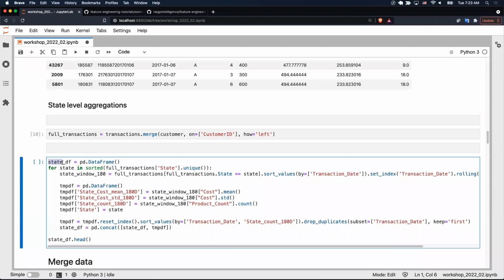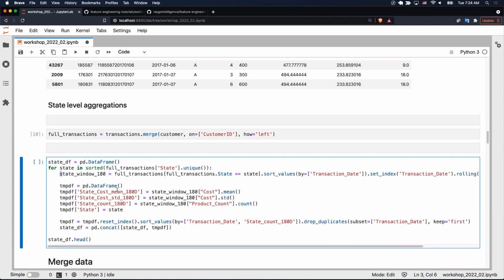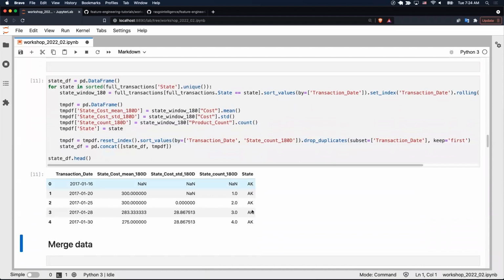And we can do the same thing. So this is exactly the same code, only this time we're using the state. We're looking at all of the states. We're creating the same rolling window, the exact same way, excluding the earliest date, excluding the current transaction, calculating the mean, the standard deviation, and the number of purchases, keeping the first one from any given date, and saving it in the data frame. So again, this looks very similar. This time it's indexed at the state.